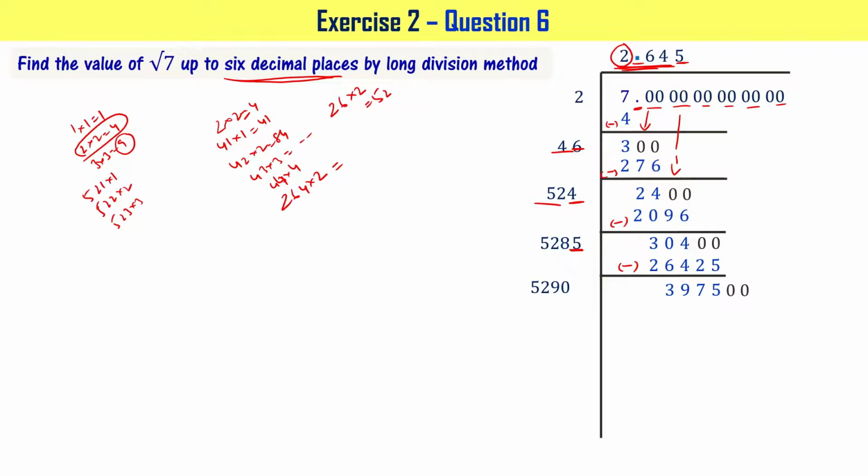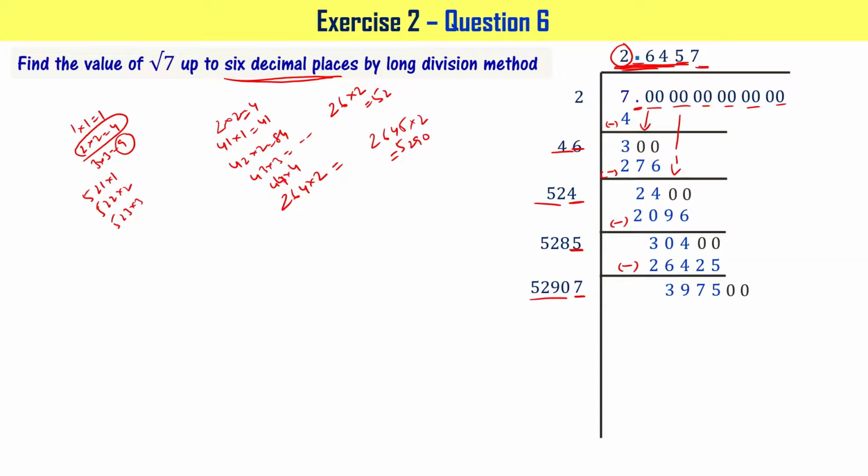Now you have 2645, right? 2645. When you multiply with 2, you get 5290. That's what I have written here. Now I have to find one digit here and the same digit here so that their product, the multiplication product of these two numbers, is going to be slightly smaller than 397500.